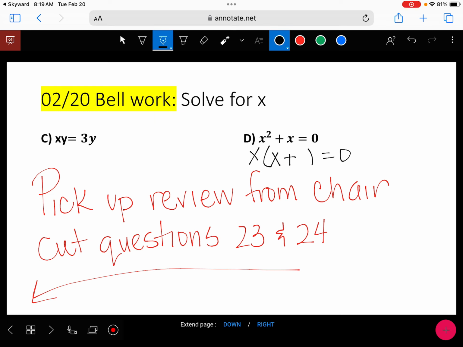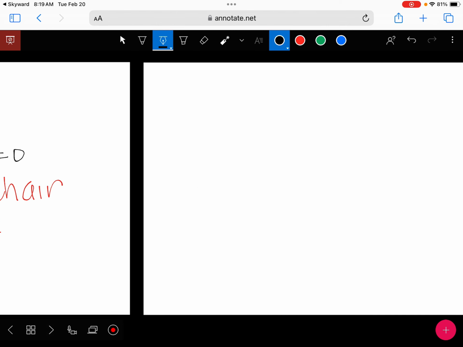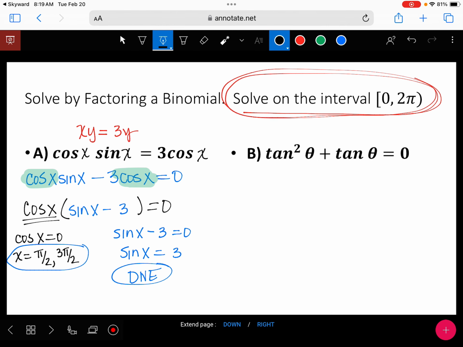So that thinking is the exact same thing we're going to do for this next question. So if you haven't already, copy down question B. And this time your GCF is tangent. And again, I don't like theta. I'm going to put an X.